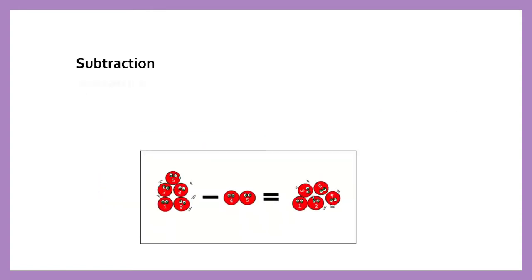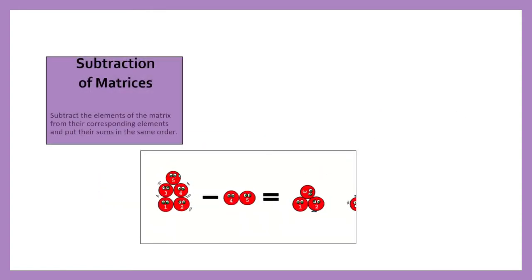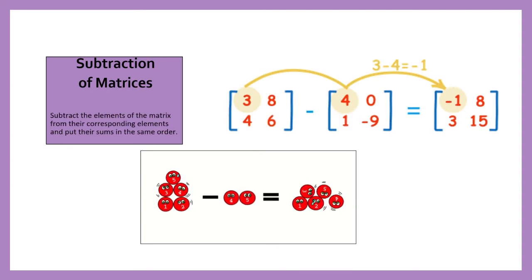Subtraction of matrices. Both the matrices must be equivalent to each other. This means that each of the matrices must have equality in respect of the number of their rows and columns. Subtract the elements of the matrix from the corresponding elements and put their difference in the same order.